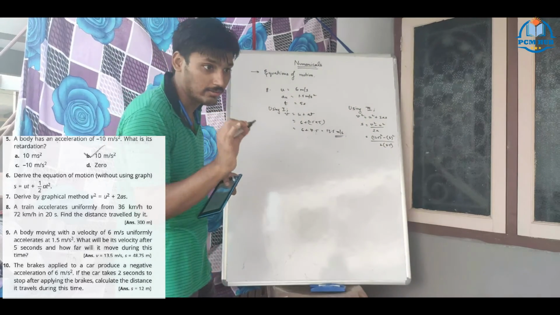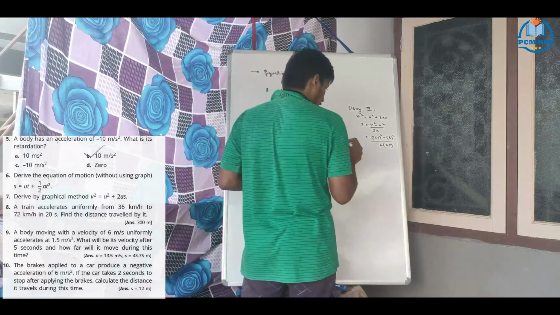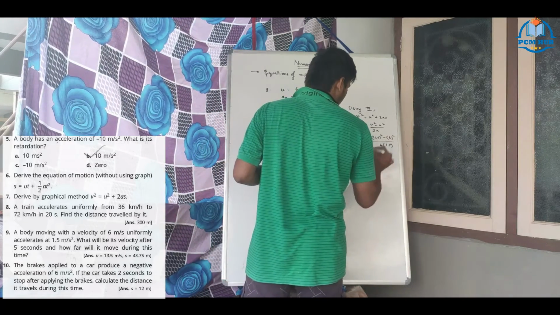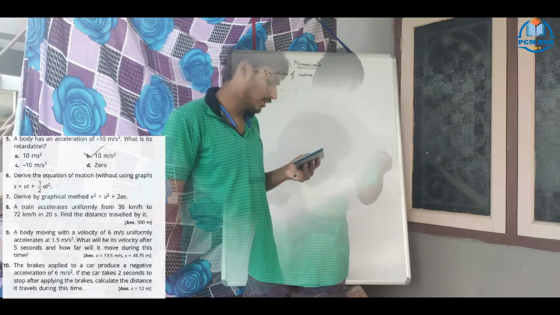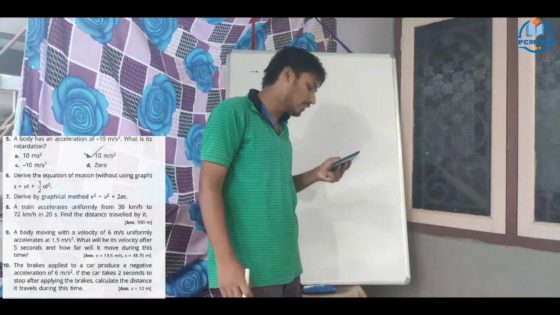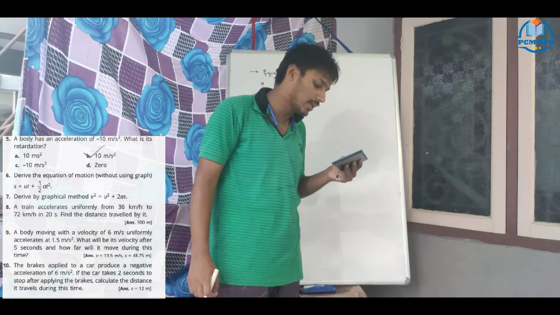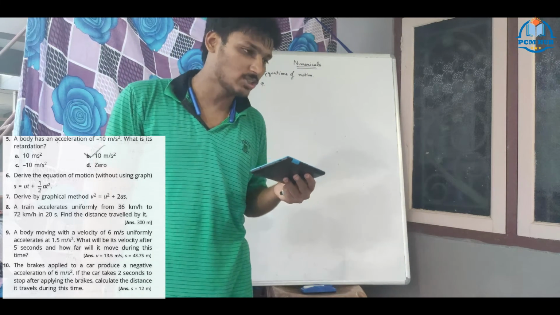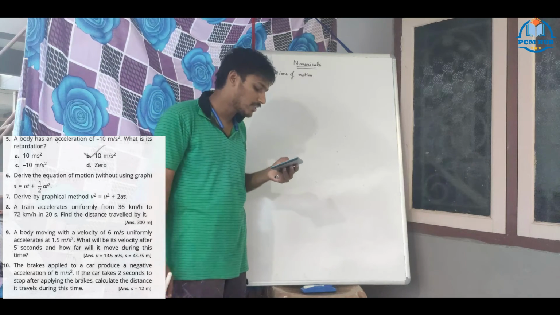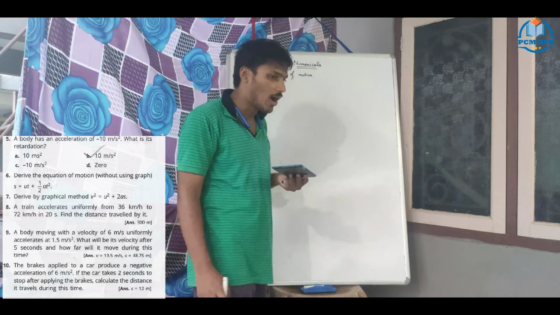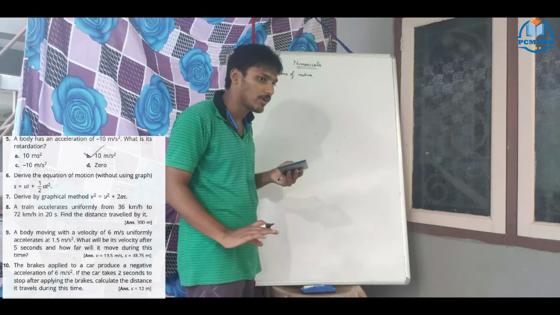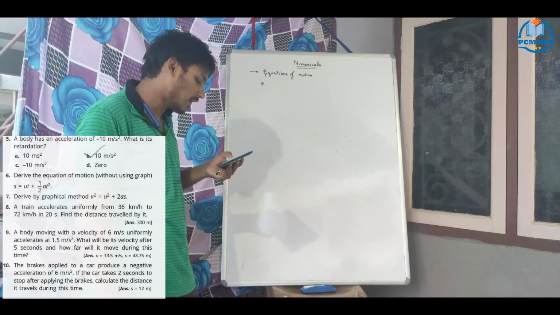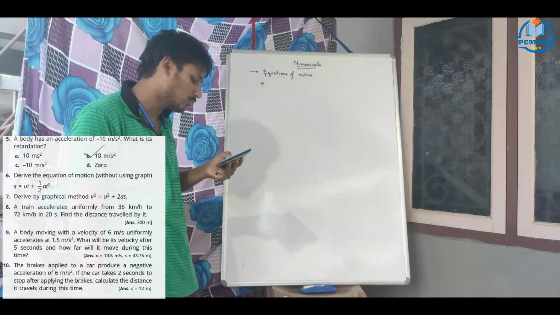Acceleration square is not... look. Correct, good, 1.5. So it is 3. A body moving with a velocity of 6 meter per second uniformly accelerates at 1.5 meter per second square. So all equations of motion are for uniformly accelerated motion. What will be its velocity after 5 seconds and how far will it move during this time?